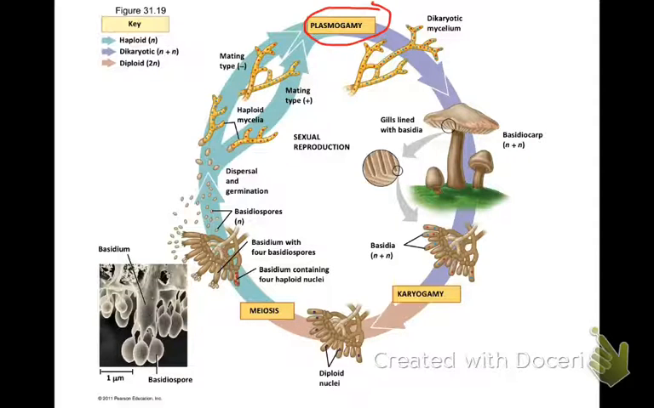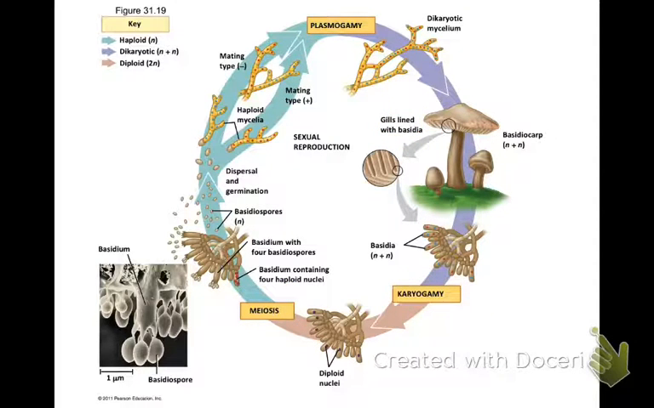So when conditions are favorable, they will form a basidiocarp, which is the mushroom with a stem, a cap, and gills underneath that are lined with these little club-like structures, dikaryotic structures called basidia. Within those basidia, the nuclei will fuse in that process of karyogamy, and those diploid nuclei will undergo meiosis. So within that basidium containing the 4 haploid nuclei, they will mature into spores and will be able to be dispersed by the wind.